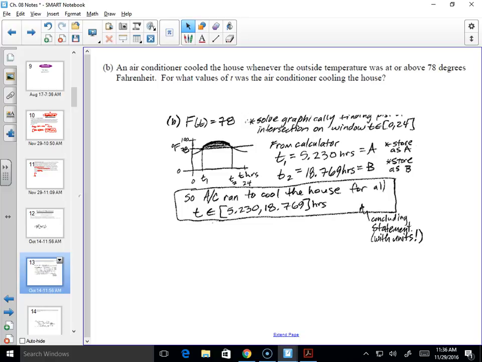Yeah, your window should be from 0 to 24. You should be able to see the curve, and then you're graphing 78 and just finding the intersections. That's what I get for doing all of these questions.